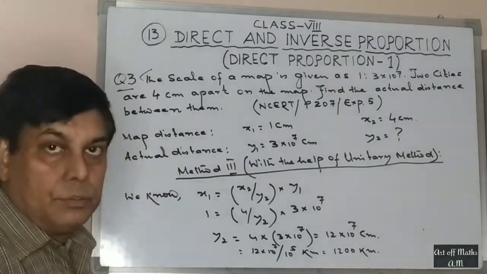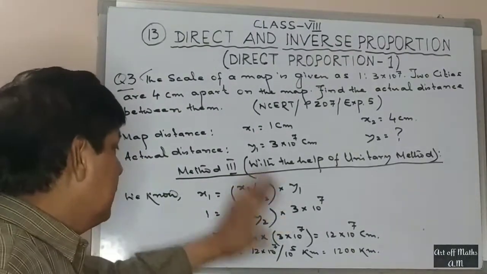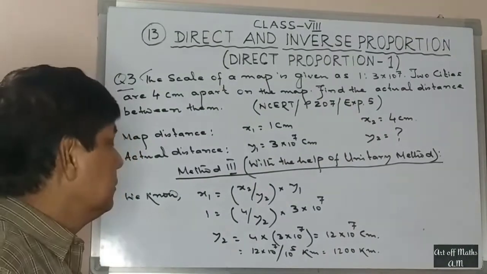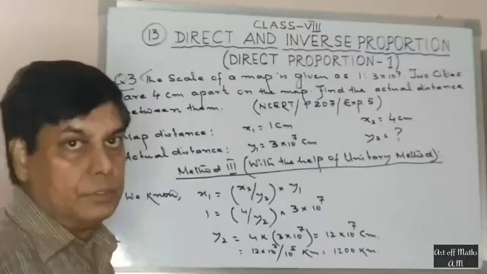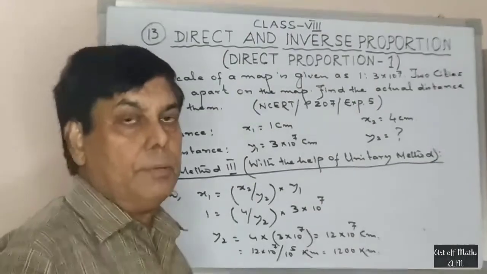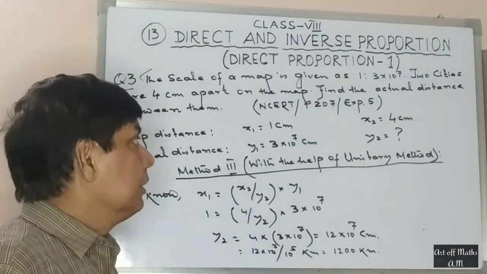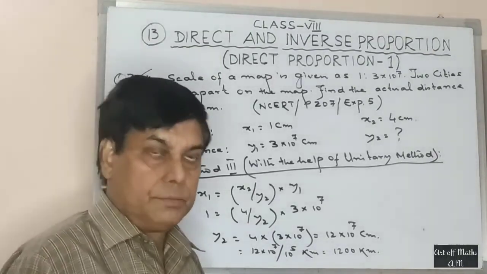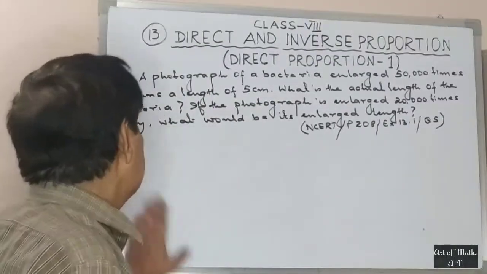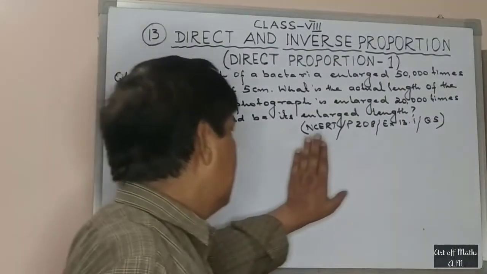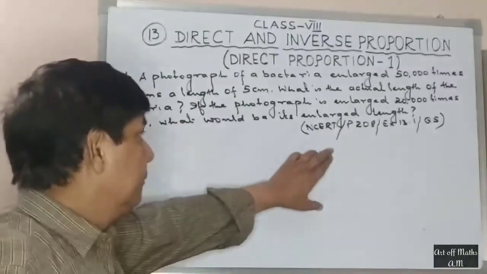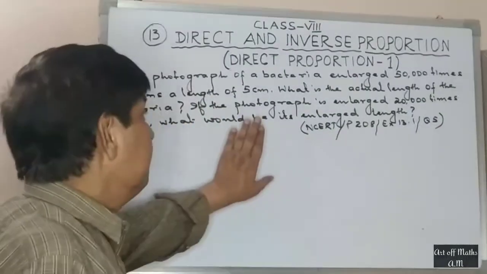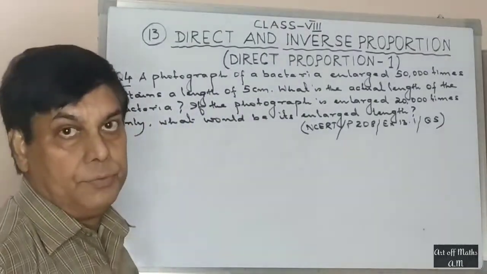This is the third question, with the help of the third method, the unitary method. All the formulas are very simple to remember, so I don't think there will be any problem. Now coming to the fourth question. This is the fourth question, also taken from NCERT, page number 208, exercise 13.1, question number 5. It is a very, very important question from the examination point of view.